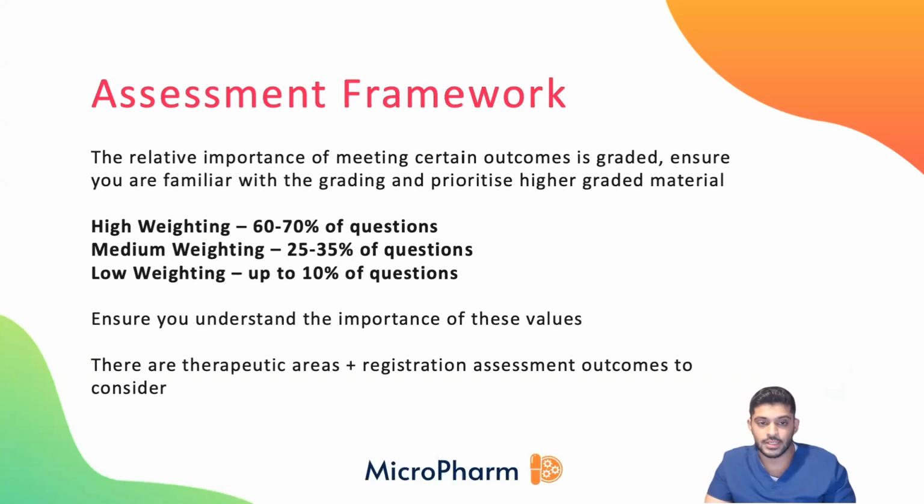Okay, so let's go through the assessment. The relative importance of certain outcomes is graded. So let's go through high weighting material. I'll go through rounding up as well. When it comes to the assessment framework, what consists of high weighting? Cardiovascular system, endocrine system, infection, and CNS.